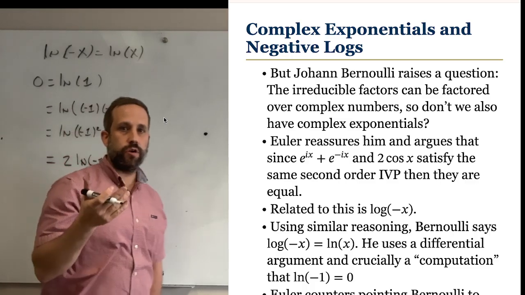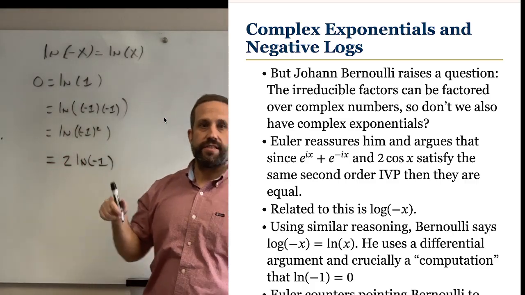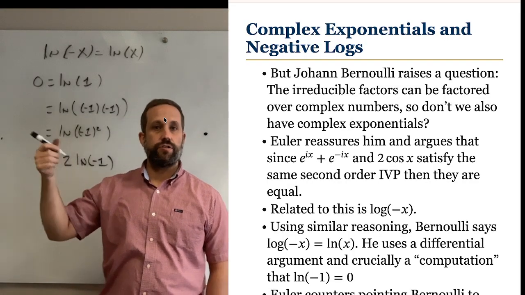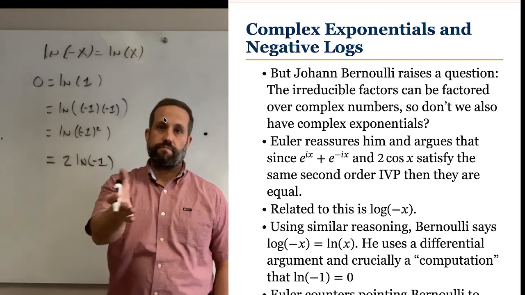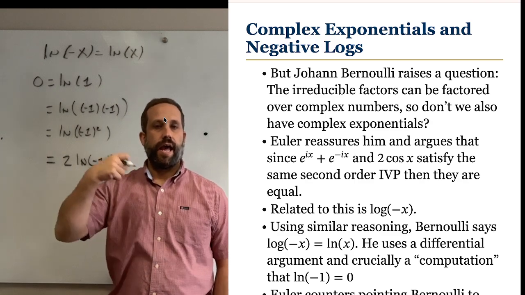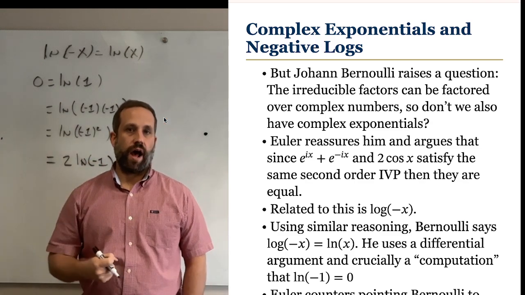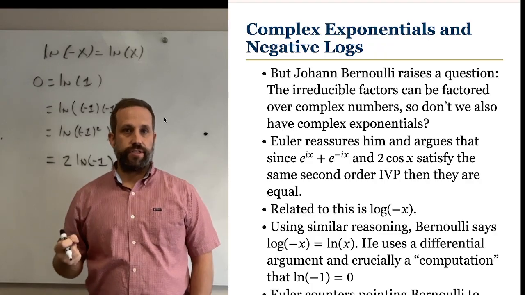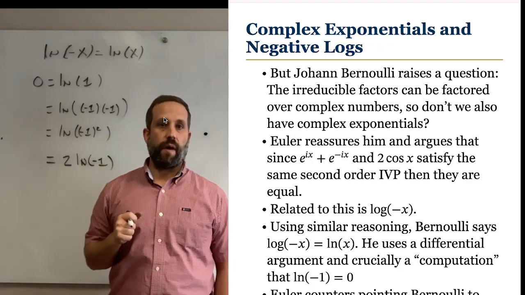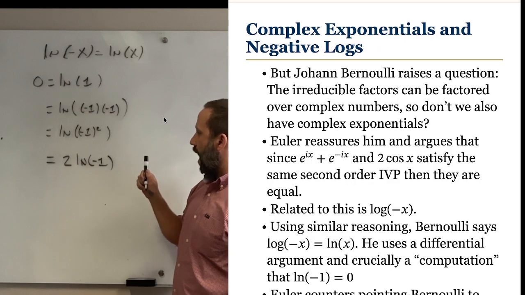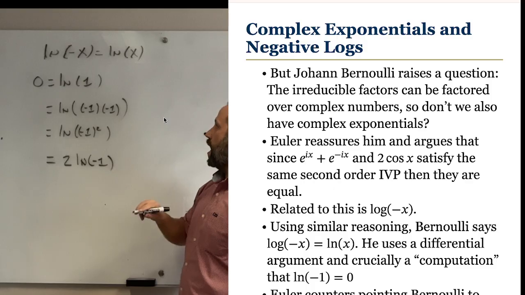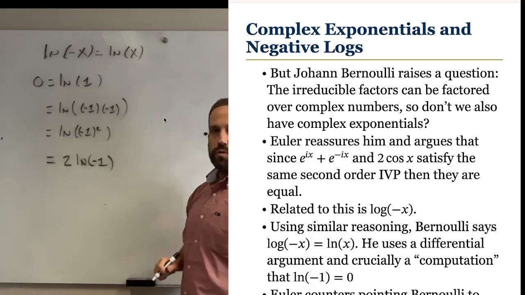So what Bernoulli does is he says, okay, log of minus x, he sort of does exactly what Euler did to him. He says log of minus x and log of x both satisfy the same differential equation, which means they're going to differ by a constant. And we know that log of 1 and log of minus 1 are both equal to 0.